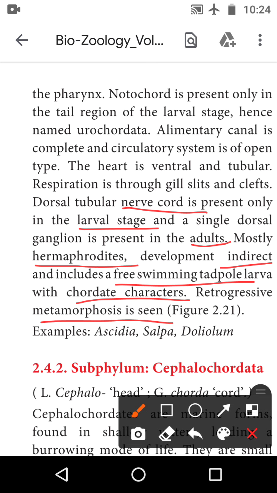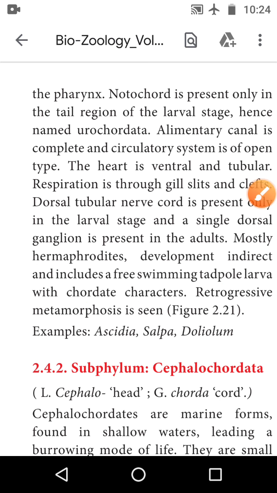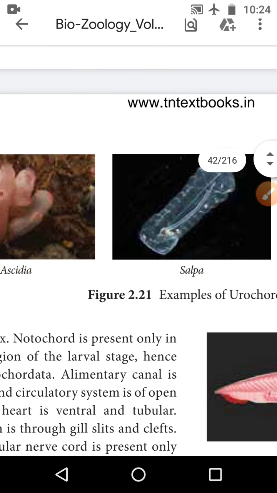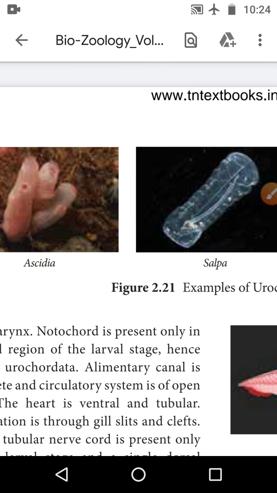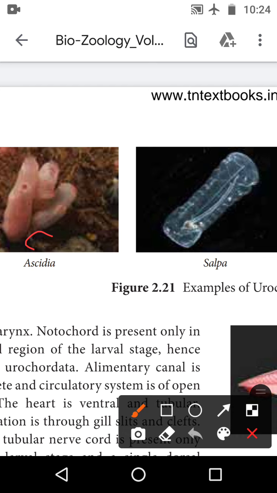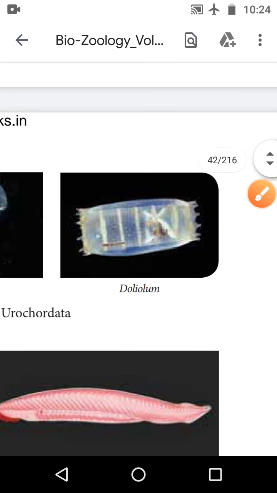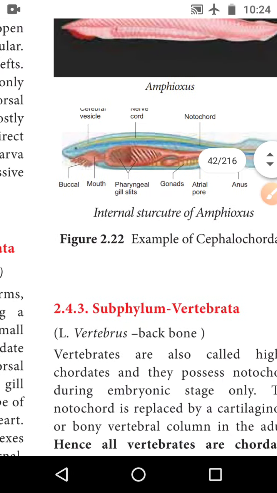So what are the examples of Urochordata? Ascidian, Salpa, Doliolum. First you see the picture of this one. The first one is the ascidian. This is one of the ascidian types. Okay, this is the ascidian. Then this is the salpa. It is the second one and the third one is the doliolum. Doliolum has a ribbon-like shape.